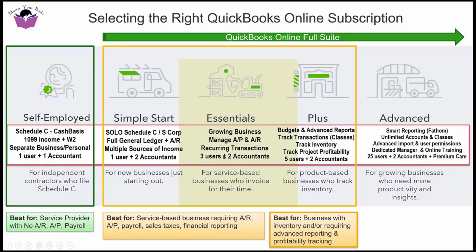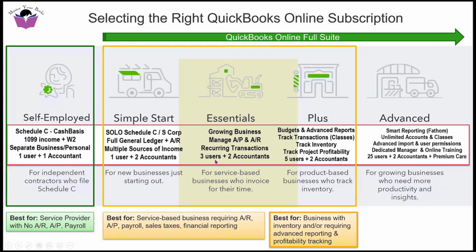This is the idea of upgrading or essentially growing into the next version. So when you outgrow Simple Start, you'd move to Essentials. And what's really important is that you understand, well, what would get me to move to Essentials? What would get you to move to Essentials is needing to manage both accounts payable and accounts receivable, because Simple Start only allows you to manage accounts receivable. Also, maybe you need more users.